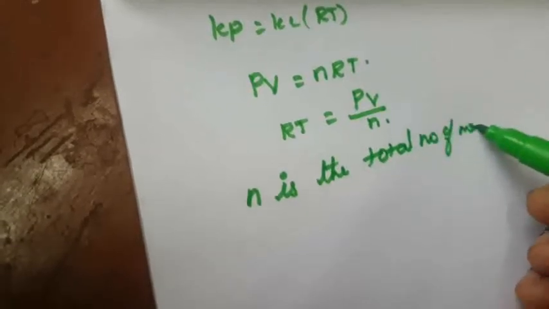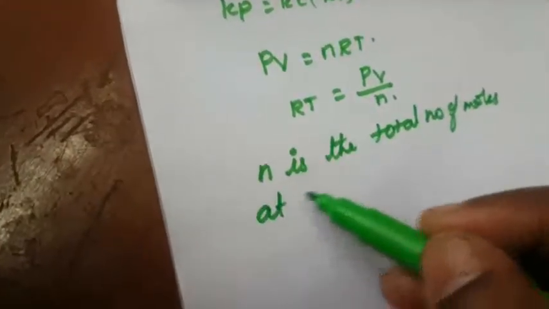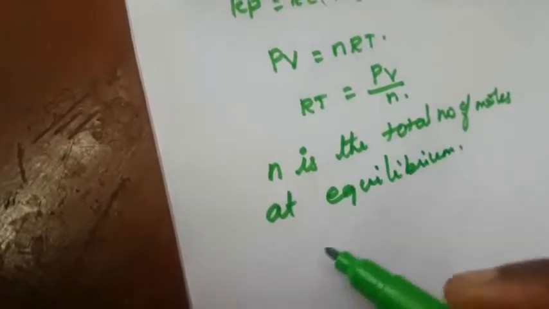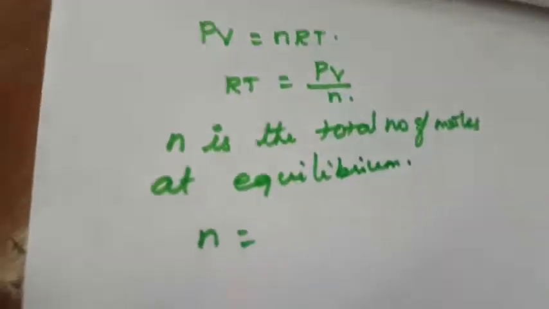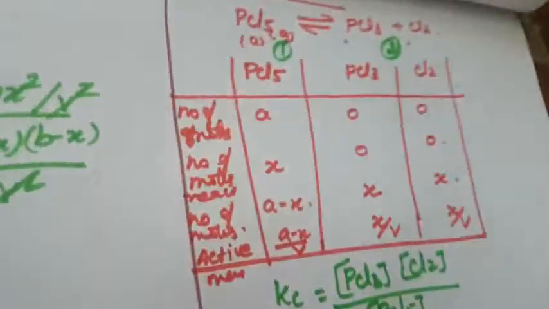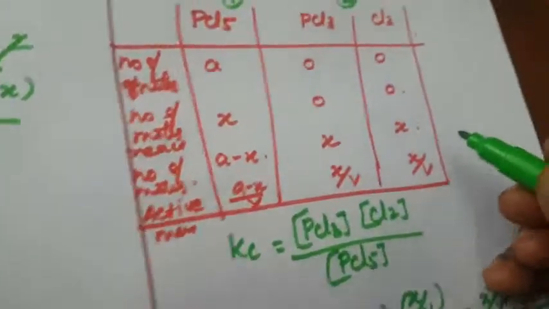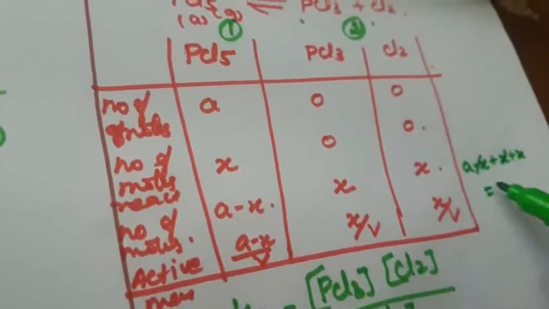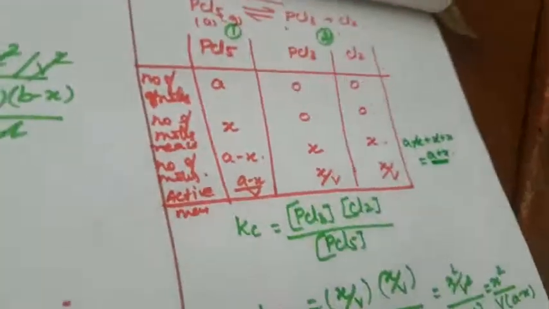at equilibrium. How to calculate the total number of moles? You can add all the values in this stage. The number of moles at equilibrium is A minus X plus X plus X. Minus X cancels, so that is A plus X. So the number of moles at equilibrium is A plus X.